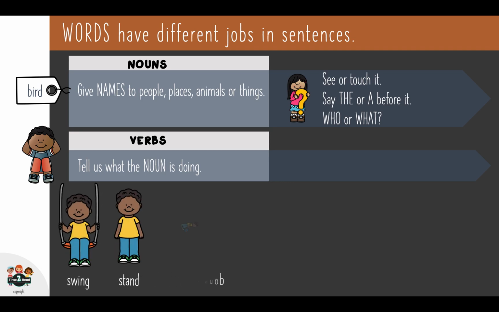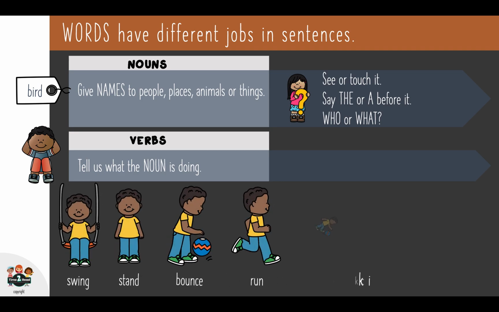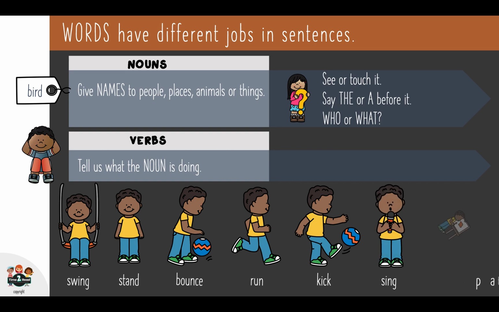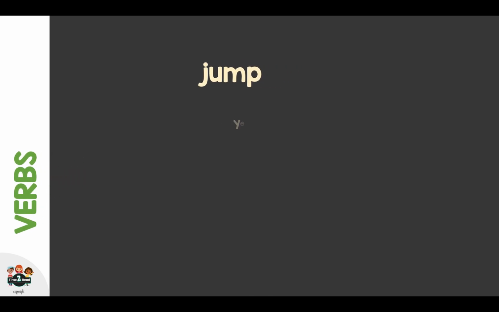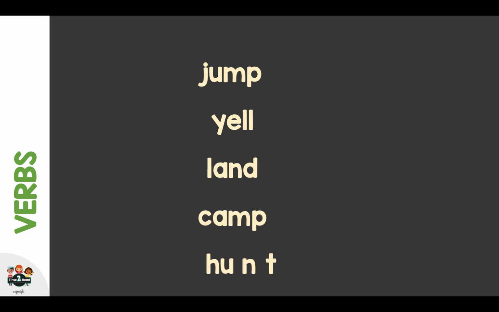The boy can swing, stand, bounce, run, kick, sing, or paint. In each picture, the noun is the boy. To find the verb, ask what the noun is doing. Boys and girls, let's read some verbs. Jump, yell, land, camp, hunt.